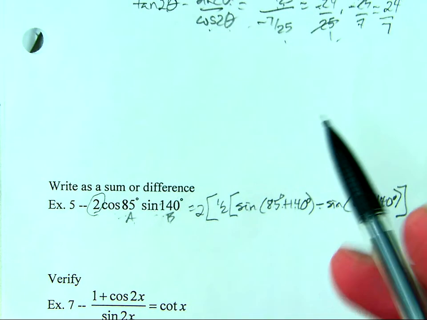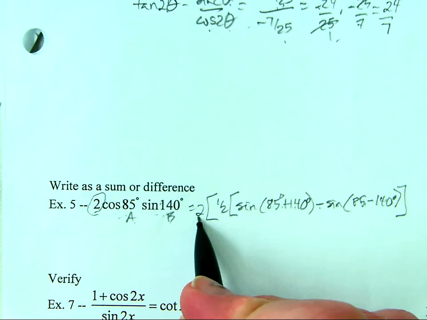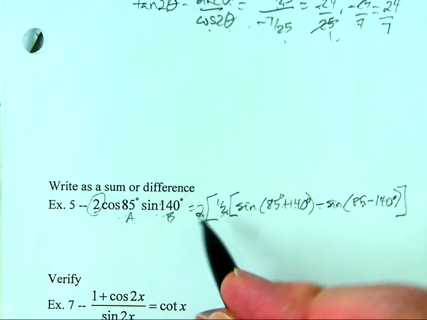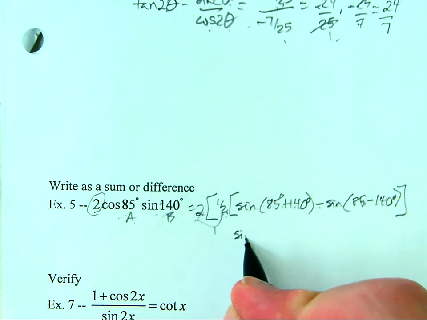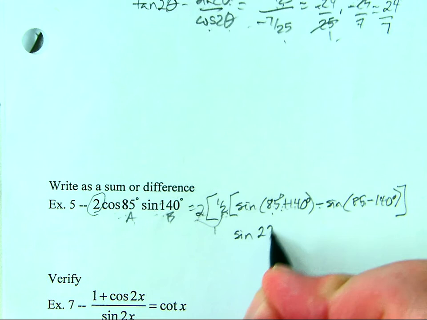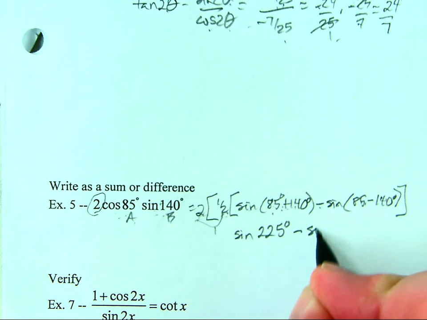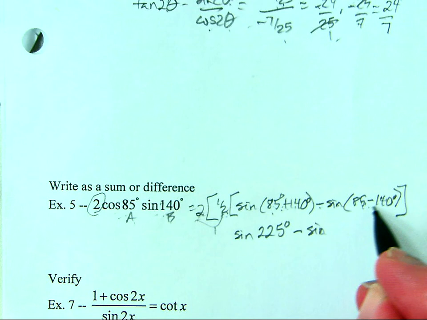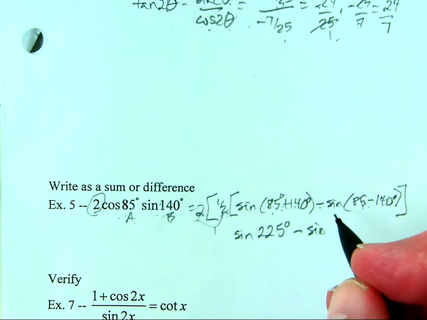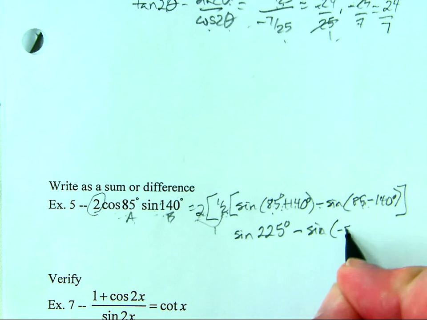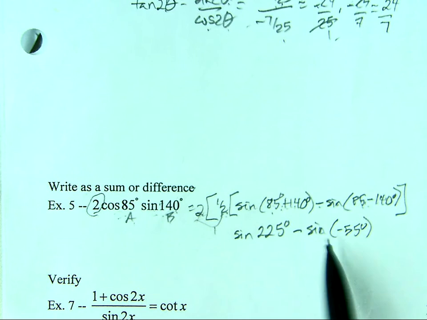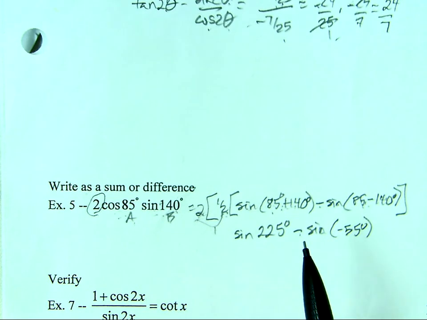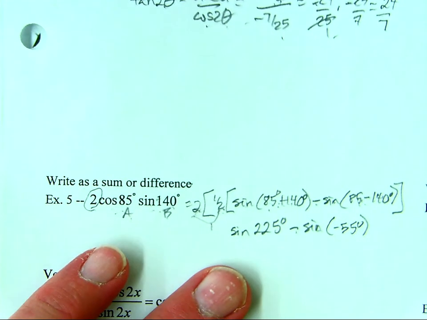Now we can simplify a little bit. Notice here we have a 2 on the outside and then a 1/2. We can multiply those together and just get 1. Now we have the sine of 85 plus 140, that's the sine of 225, minus the sine of 85 minus 140. That's what, 55? So that's the sine of a negative 55. Notice it says write as a sum or difference, so we changed the product to a difference. Just plugged into that formula. That's all we will do with these: look it up, plug the numbers in, simplify where you can.